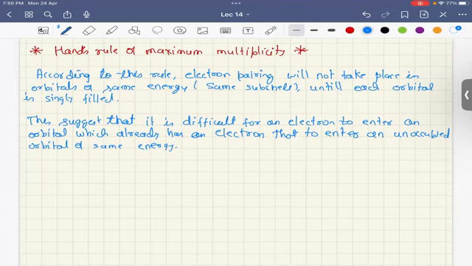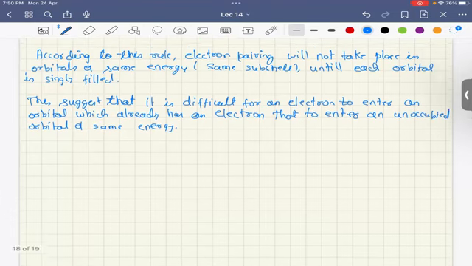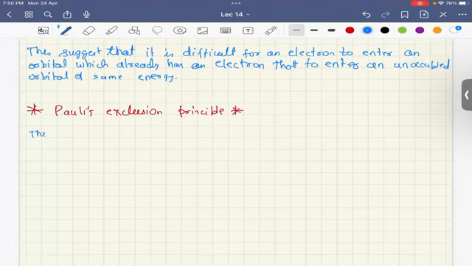So the last topic which we are going to cover is Pauli's exclusion principle. What does it state? It states that an orbital can accommodate a maximum of 2 electrons and these must have opposite spins.